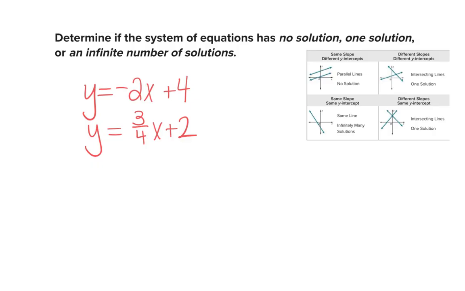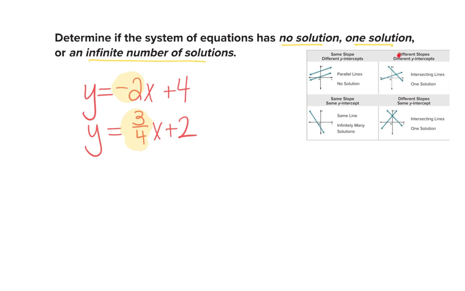So here I've got a system of equations, and we're asked just to determine if it has no solution, one solution, or an infinite number of solutions. I'm going to take a look at these two lines and first check to see, are they written in slope-intercept form? And yes, they are. If they weren't, we would want to make sure that we rewrite them in that way first. Now that they're in slope-intercept form, we want to take a look at their slopes. On this first line, I see we have a slope of -2. And on the second line, we have a slope of 3/4.